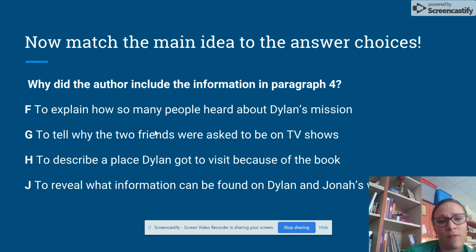It says nothing about friends. It says nothing about describing the place. That would mean they would give us a whole long description about California, which they didn't. And they didn't tell us really what could be found in the book.